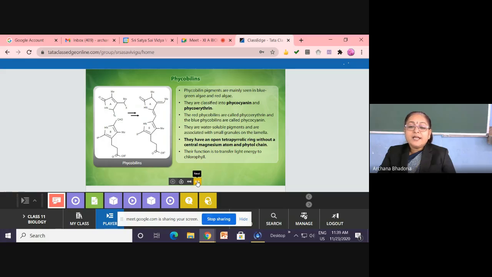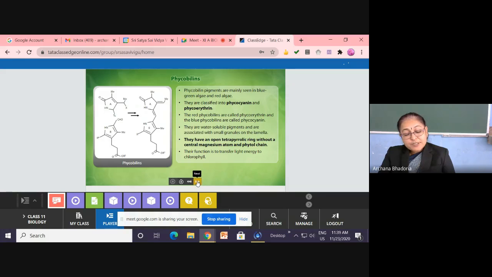in blue green algae and red algae. Okay, so commonly the higher plants will not have them, but the lower plants, that is the algae, the blue green algae and the red algae, have these pigments which we call phycobilins. And these phycobilins have been classified into phycocyanin and phycoerythrin.